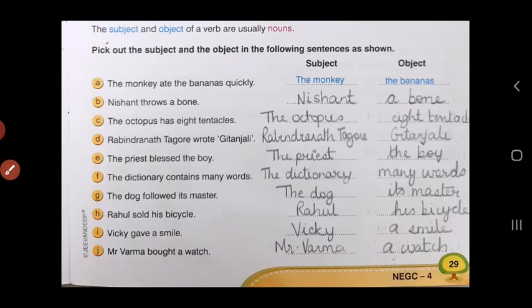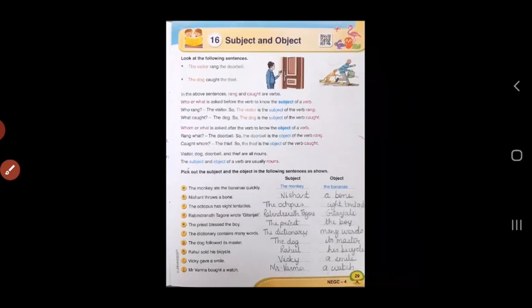So in this way, children, you have to identify the verb, ask the questions before the verb to get the subject and after the verb to get the object.